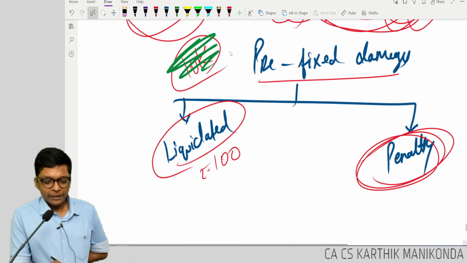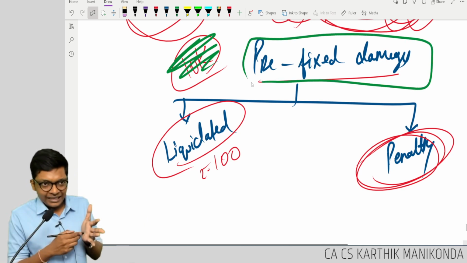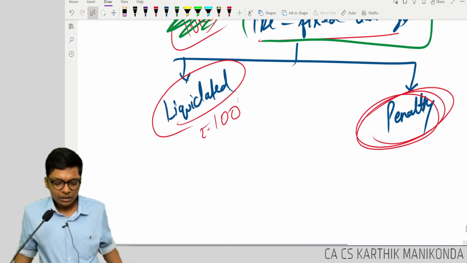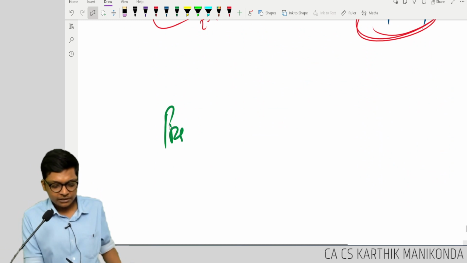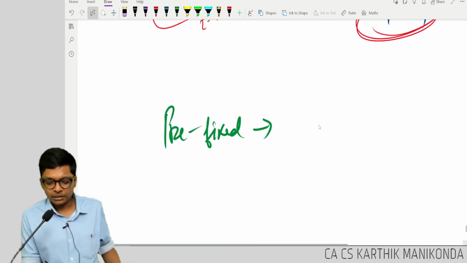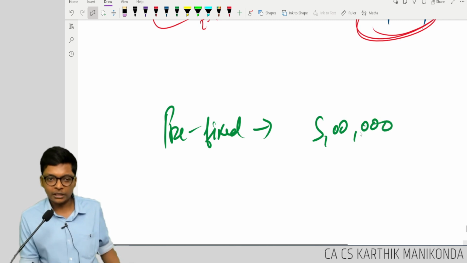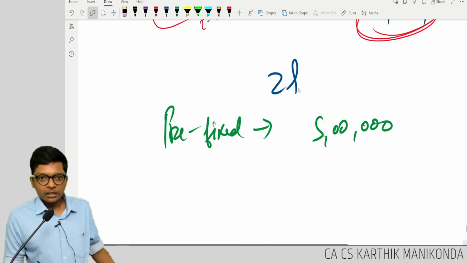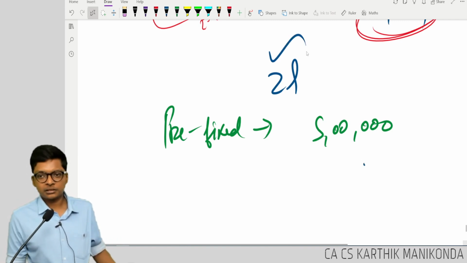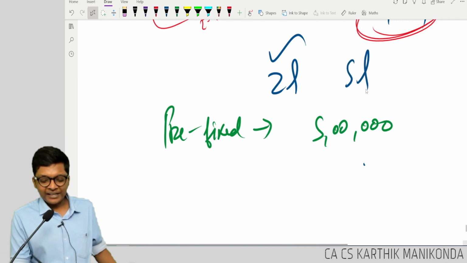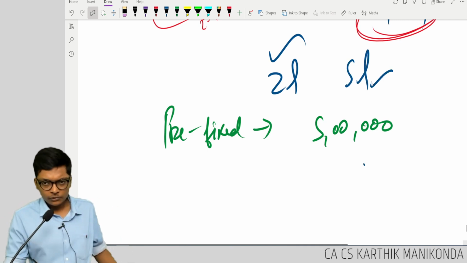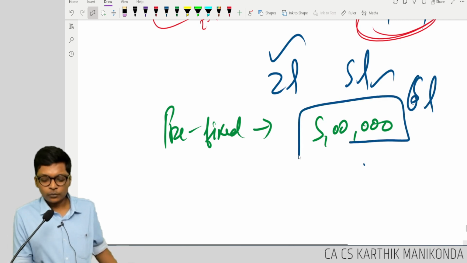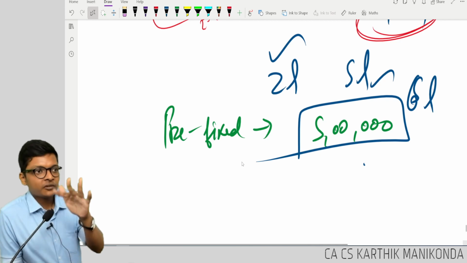Correct? So, prefixed damages means when I enter the contract, I will enter the amount in the contract before itself. Now, let's assume prefixed damages in the contract is entered at 5 lakhs. Actual losses are 2 lakhs. How much will the court award me? 5 lakhs or 2 lakhs? 2 lakhs. If actual damages is 5 lakhs, how much will the court award? If actual losses are 6 lakhs, how much will the court give? 5 only. That means prefixed is the maximum, 5.